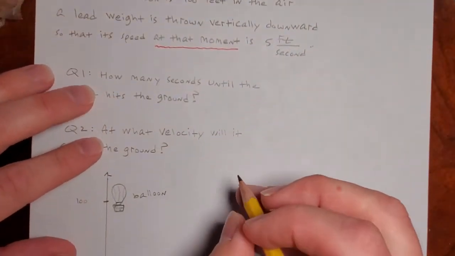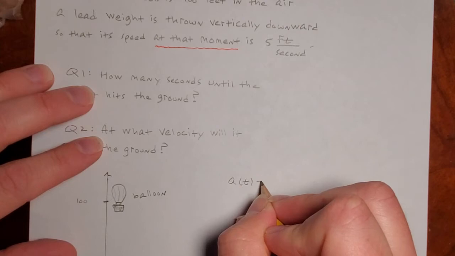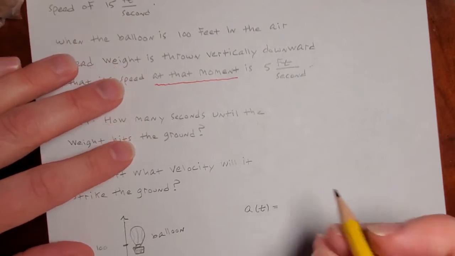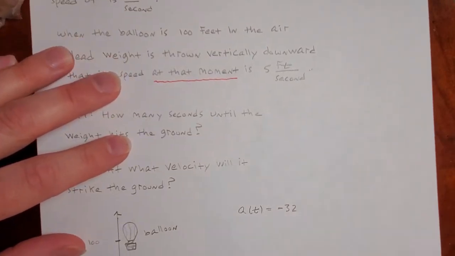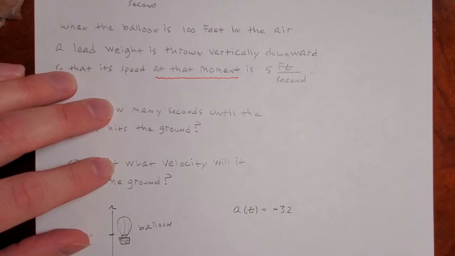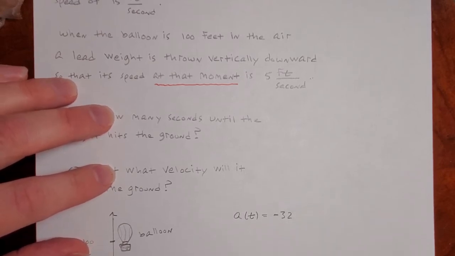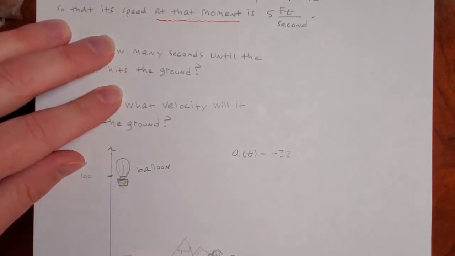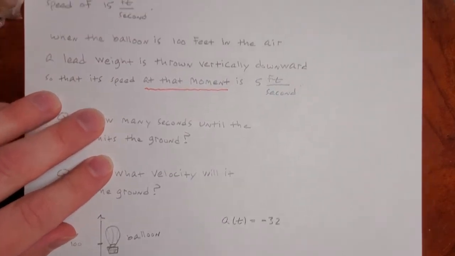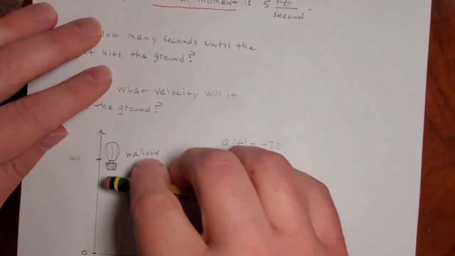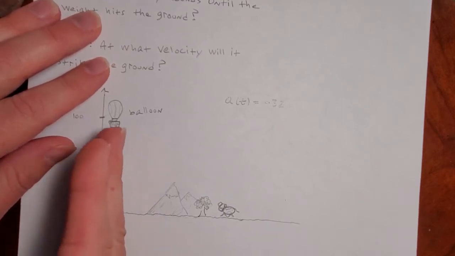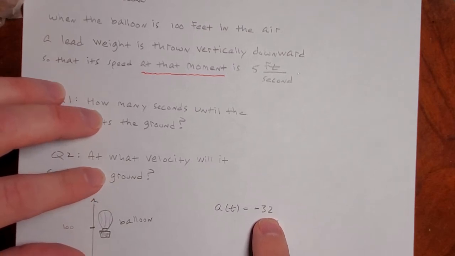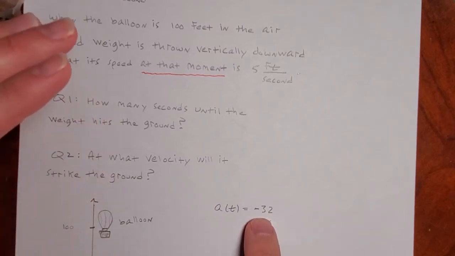So what are our equations then? A of t is negative 32 feet per second squared. So we'll just say negative 32. It's constant. Why negative? Well, because it's actually slowing down this way. It might be moving faster and faster towards the ground, but the fact that it's moving towards the negative numbers requires it to be negative. So we'll say A of t is negative 32.